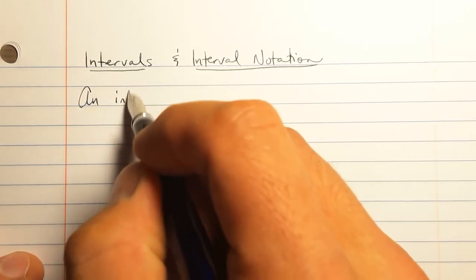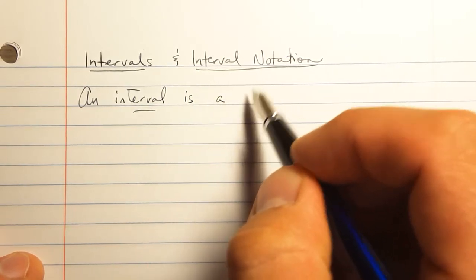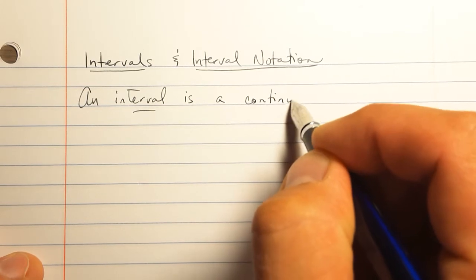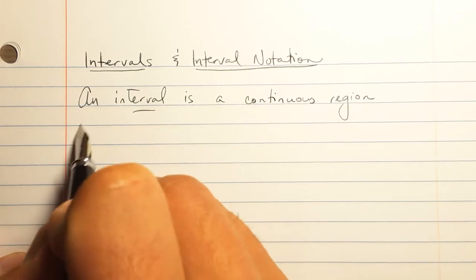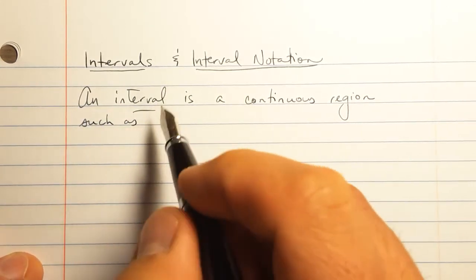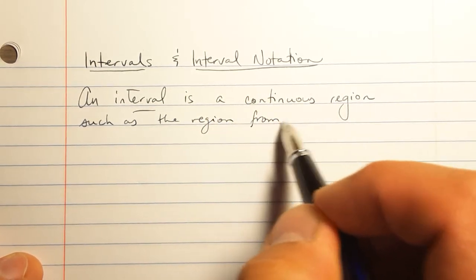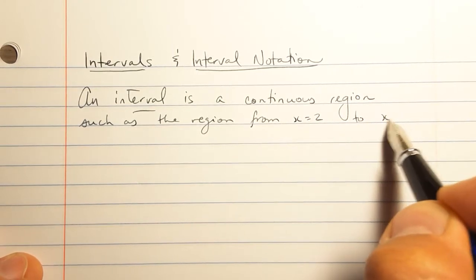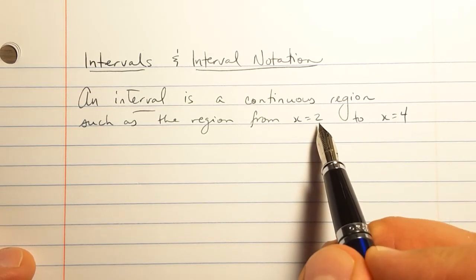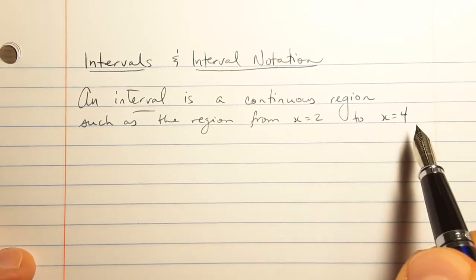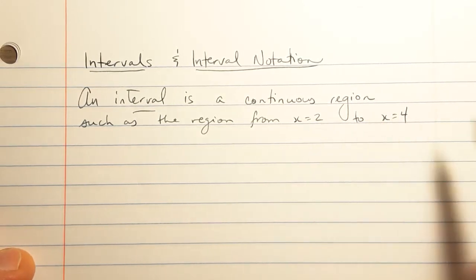So an interval is a continuous region such as, I'm going to give an example, the region from, let's say, x equals 2 to x equals 4. And one of the things that we're going to have to deal with is, do I mean 2 to 4 and everything in between, or do I mean just the parts in between 2 and 4, not including those, or do I include 2 but not include 4?